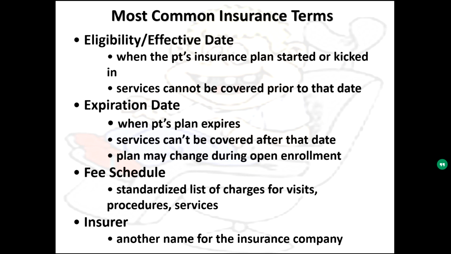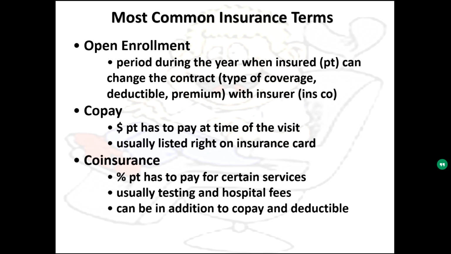Your insurance company provides this to you when you sign up for the PPO plan. You don't get a fee schedule with an HMO because the prices are set. The insurer is just another name for the insurance company, like Blue Cross Blue Shield, Aetna, First Priority, and so on.